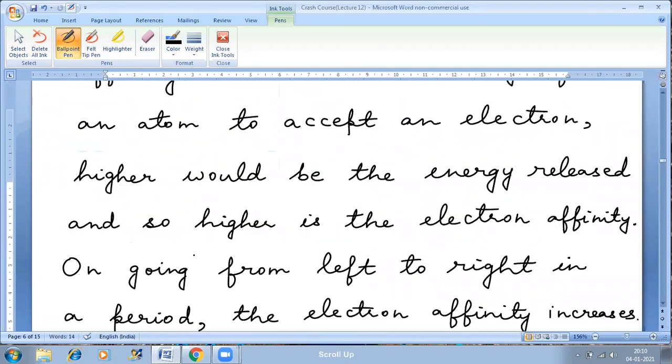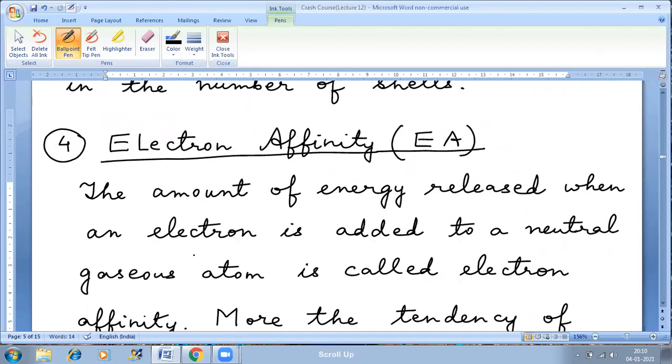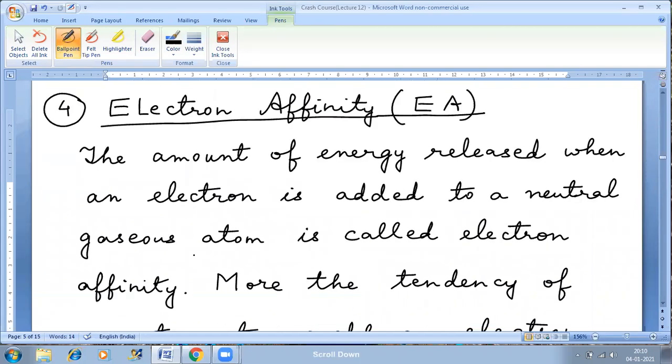This was about electron affinity. It is basically the amount of energy which is released when one electron is added to an atom.